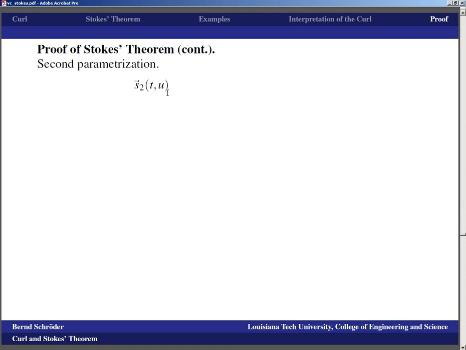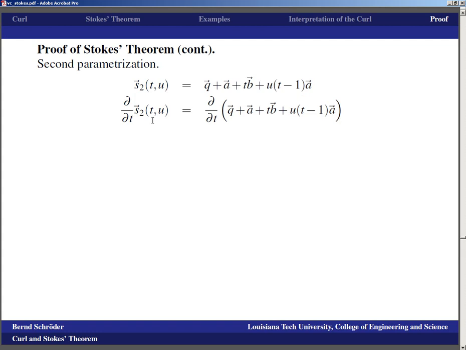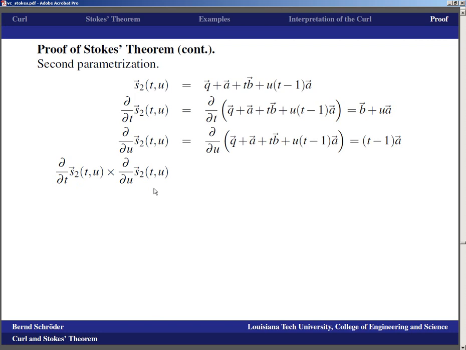Similarly, if I look at the second parametrization, which was q plus a plus tb plus u times t minus 1 times a, if I take the partial with respect to t, the partial with respect to t of q is 0, of a is 0, of tb it's b, and of u times t minus 1 a it's ua, so I end up with b plus ua. The partial of the second parametrization with respect to u is the u partial of q plus a plus tb plus u times t minus 1 a. This stuff does not depend on u, so that partial is 0, and the partial with respect to u of this stuff here is just t minus 1 a. And that means the cross product of the partials, which gives us the surface normal vector, is b plus u a cross t minus 1 times a. A cross a is 0, so we end up with t minus 1 b cross a, which is the same as 1 minus t a cross b.